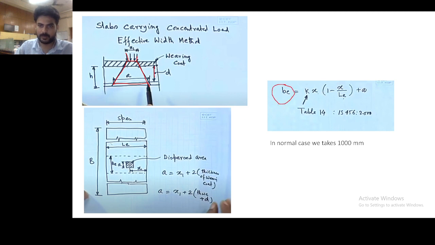This BE we can calculate by this formula: kx(1 minus x by LA) plus A, and this k value is in Table 14 of IS 456, and this A and this X, this is the BE. In the normal case we considered B as 1000 and we design for every 1 meter, but for the concentrated load this BE we have to calculate, which will not be 1000. For that, this formula we have to use.